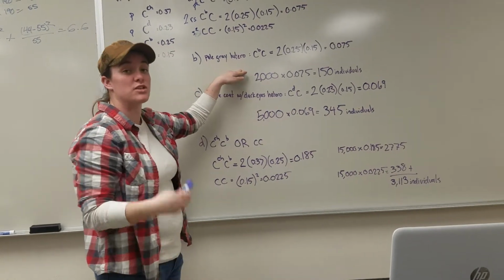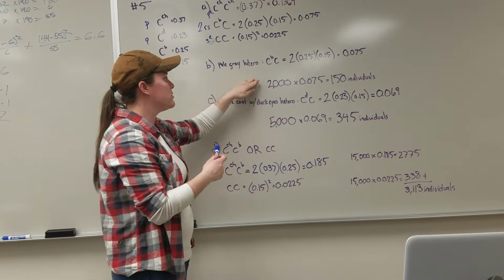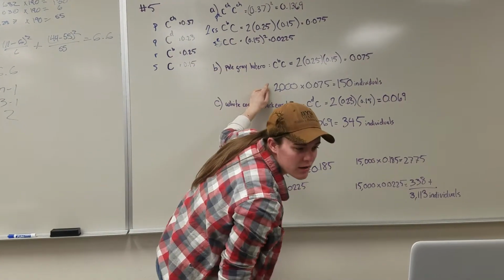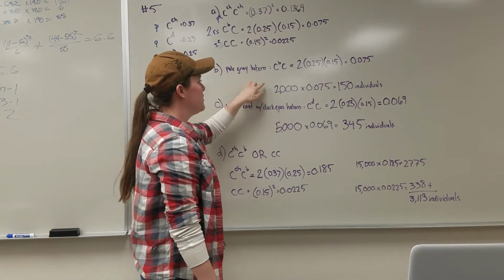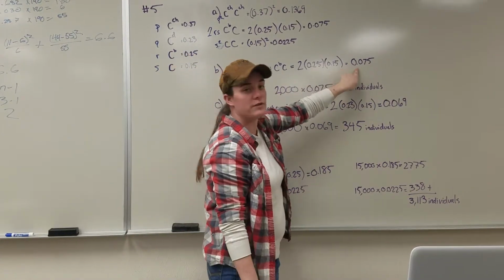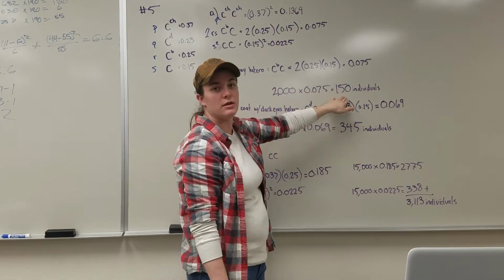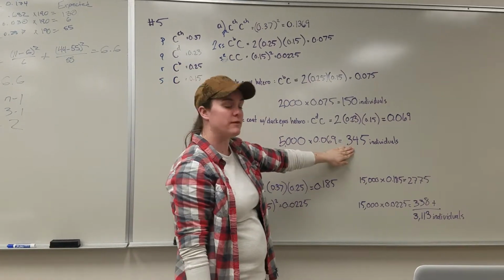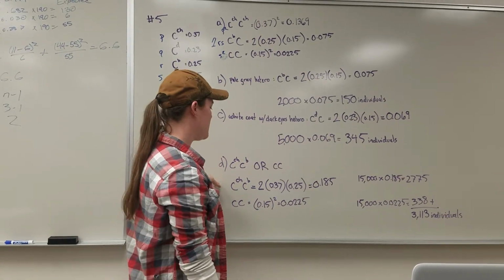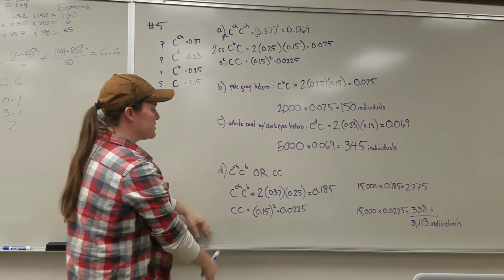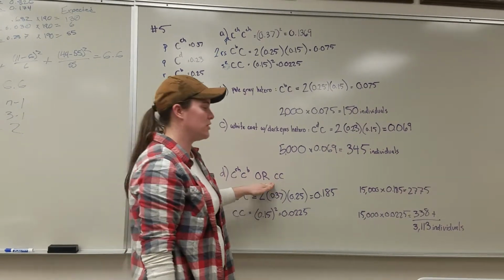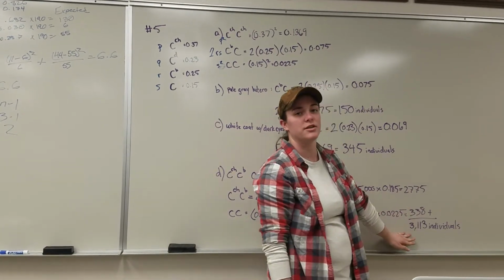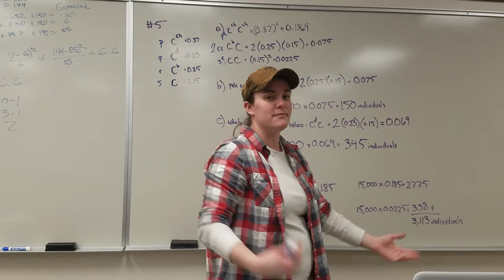And then we're looking for the actual individuals in the population with that genotype, phenotype, I mean. They give us a population of 2,000 dogs. So you multiply 2,000 by whatever number you got here, and that gives you the number of individuals. So that's 150. Do the same thing with C. You get 345. And then D, you do pretty much the same thing, but since we have an OR in this, you're going to add your last individuals together to get 3,113. So yeah, that's how we do that.